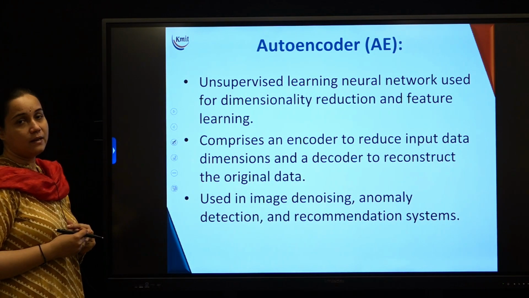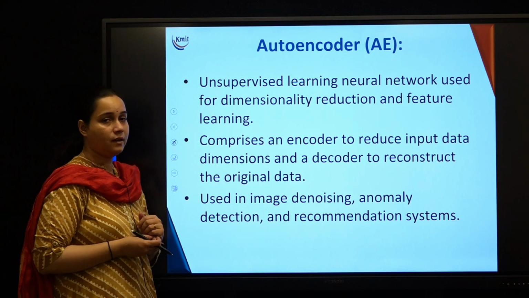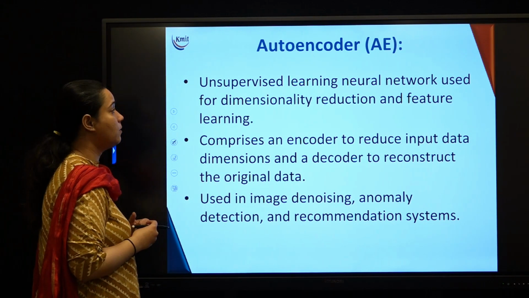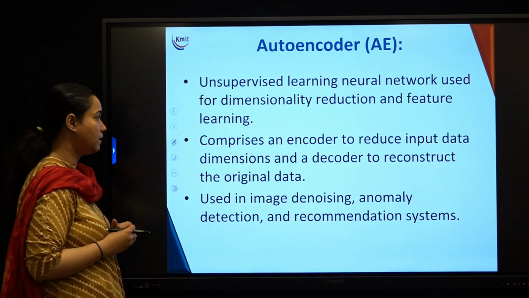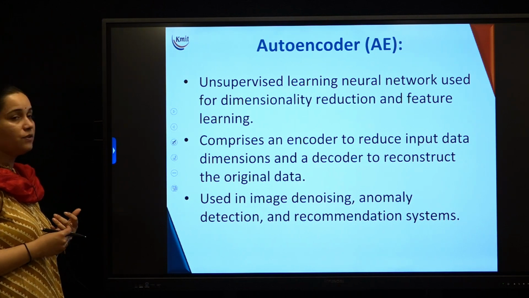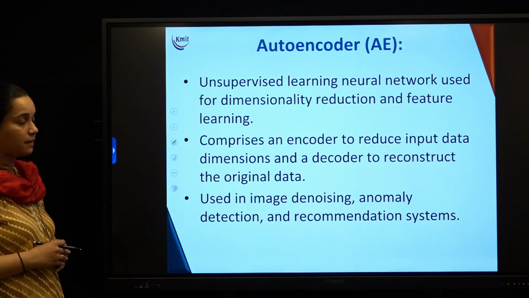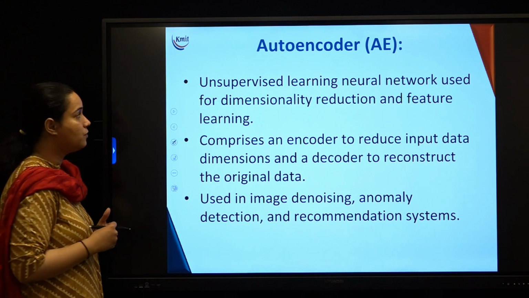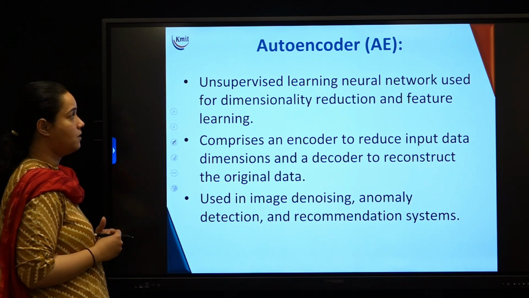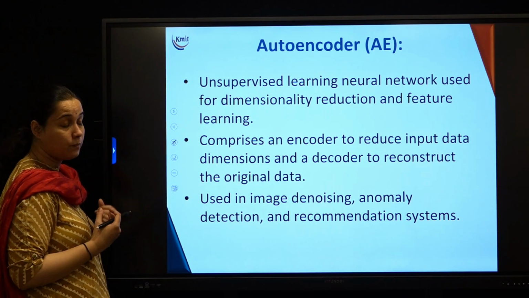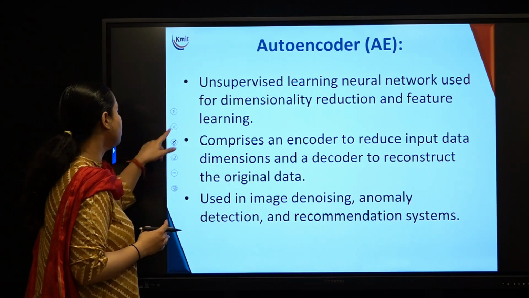Next is a different category, which is the autoencoder. CNN and RNN are supervised learning architectures. The unsupervised learning neural network architecture is the autoencoder, and this is useful for dimensionality reduction and feature learning. It comprises an encoder, which is used to reduce the input data dimension, and then a decoder to reconstruct back the original data. And where do you find these? You will find these applied in image denoising, anomaly detection, and also recommendation systems. We also have one complete chapter based on autoencoders and variational autoencoders. So we are going to see it in that.